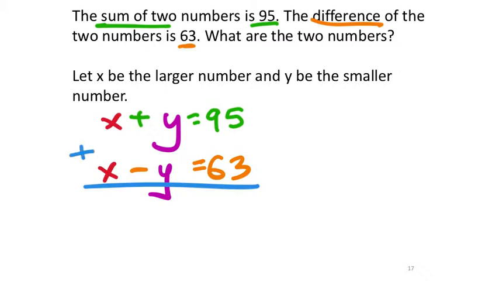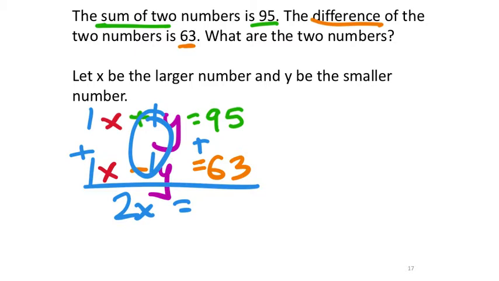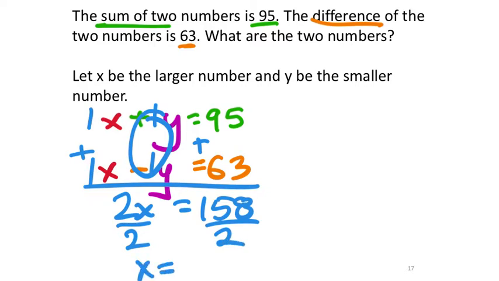This is set up perfectly for elimination or the addition method, which is the same thing. So I'm going to add these together because the coefficients of y are already opposites. So I'd have 1x plus another x, that'd be 2x. The y's zero out just as planned. And then 95 plus 63 is 158. I'll just divide both sides by 2 to find the big number. So x here is going to equal 79. Yeah, 79. Now that's the large number.